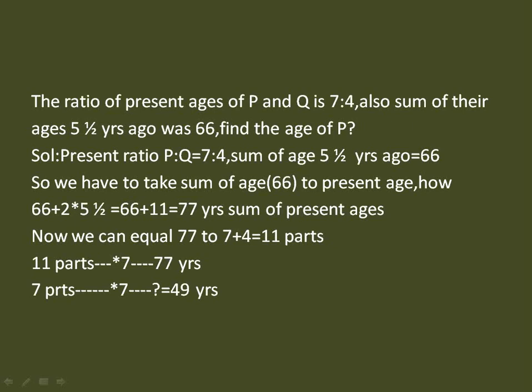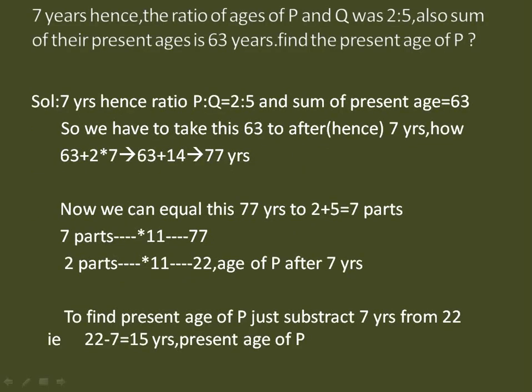Now you can equate this 77 to 7 plus 4, 11 parts. 11 parts are 77. To find the age of P, 7 parts, 7 sevens are 49 years. Okay. Another problem. 7 years hence, the ratio of ages of P and Q was 2:5.